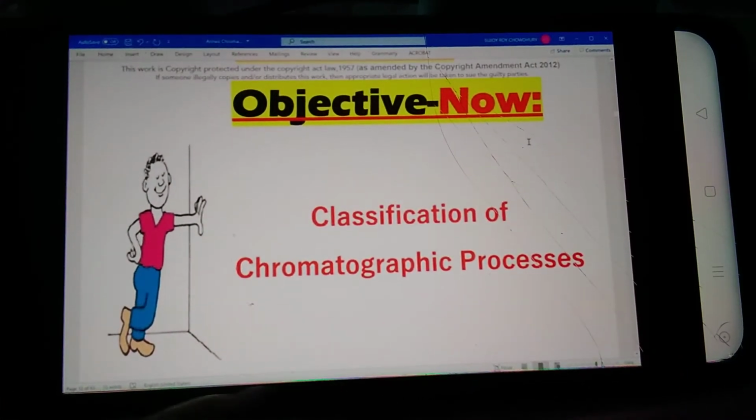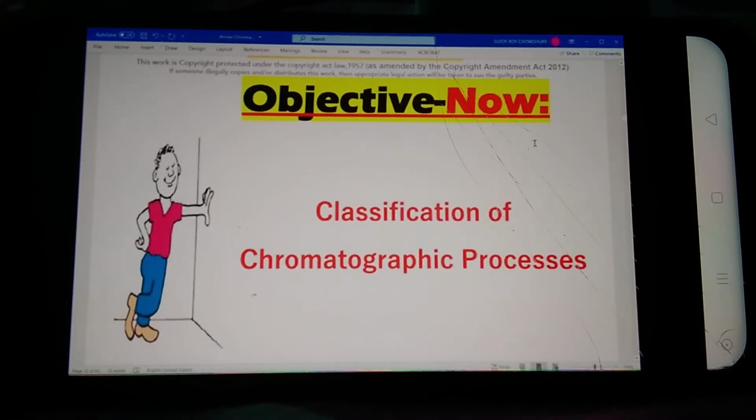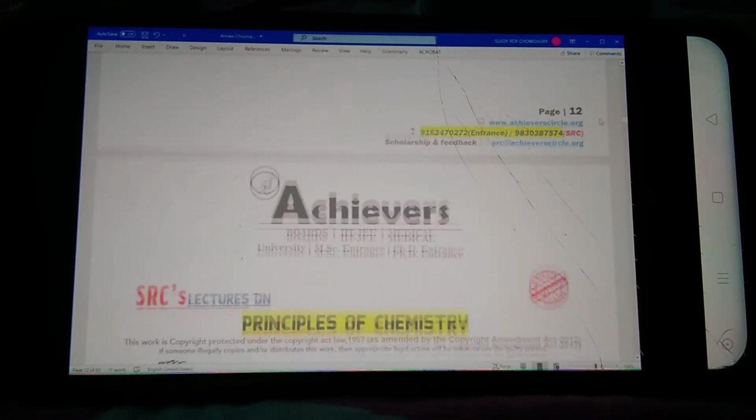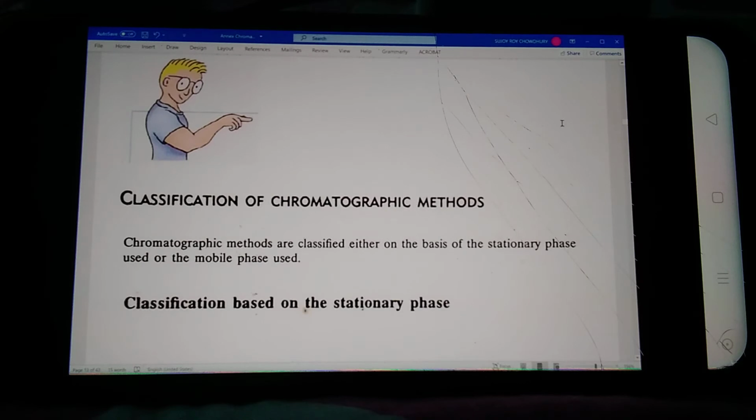So, dear students, I'm Dr. SRC. Now, let me focus on the classification of chromatographic processes. Here we are going to focus on what the different types of chromatography are and how they are classified. So, let me go to the classification here.